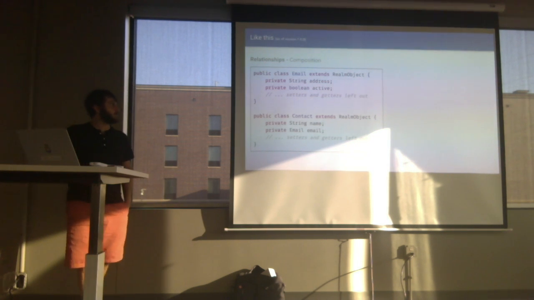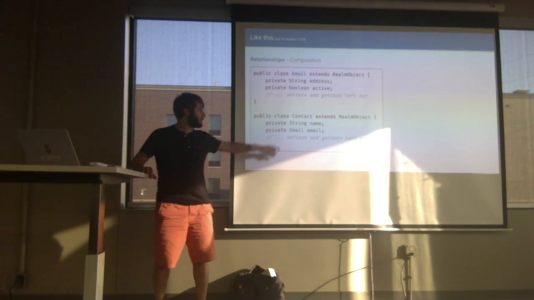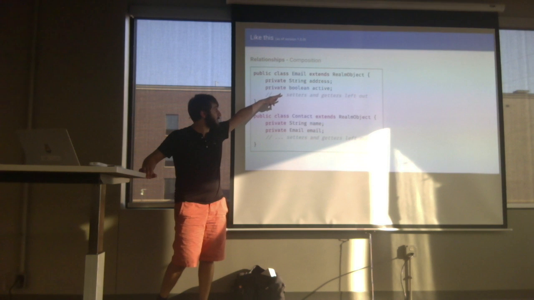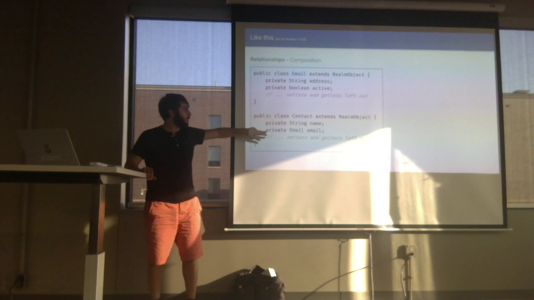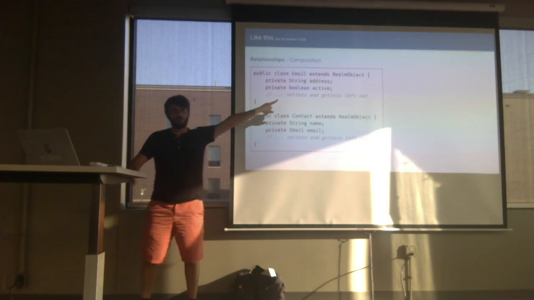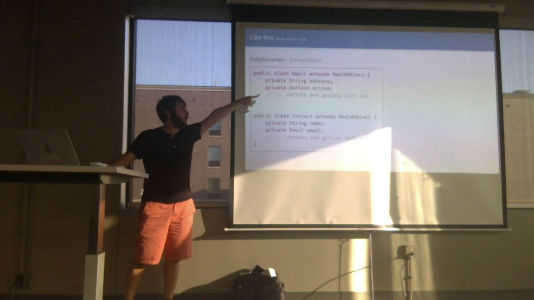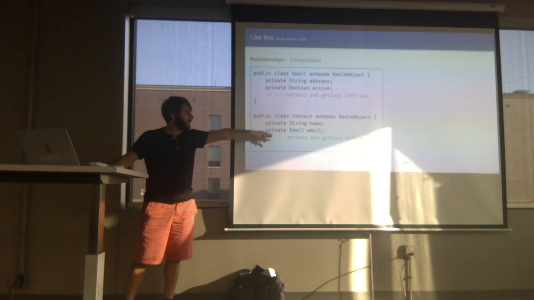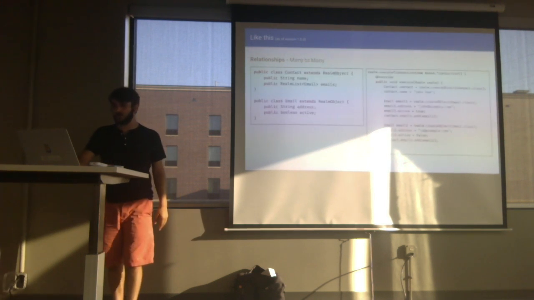So for the relationships, composition, you can do compositions like using plain old Java objects. You have an email class here, which extends RealmObject, and you have a contact class here. You have an email as a field here, but make sure email extends RealmObject, otherwise it's going to give an error. If you don't want to save the email in the database, you just have to put ignore here, so email doesn't have to extend the RealmObject class.